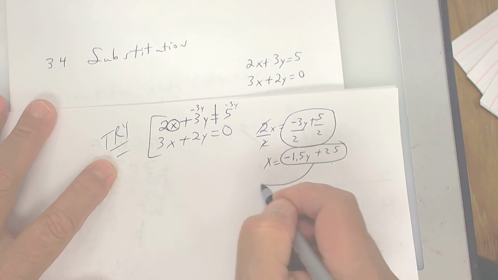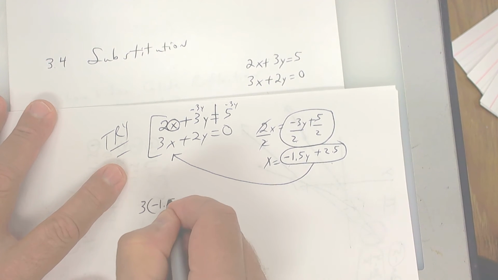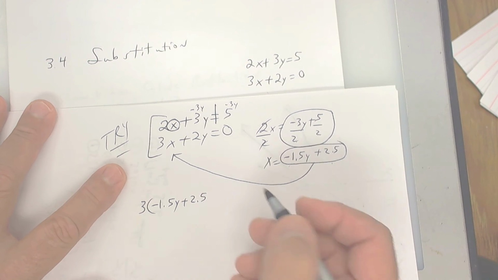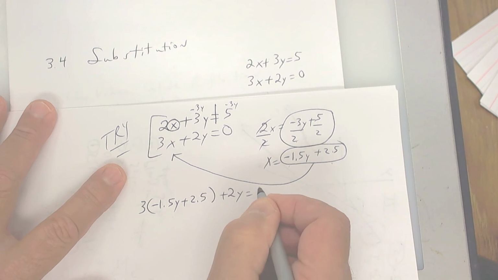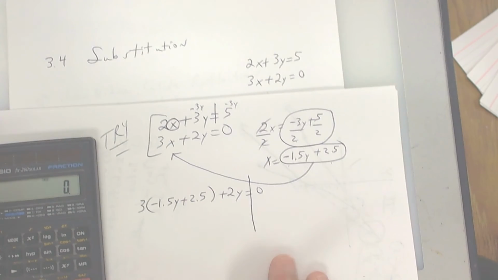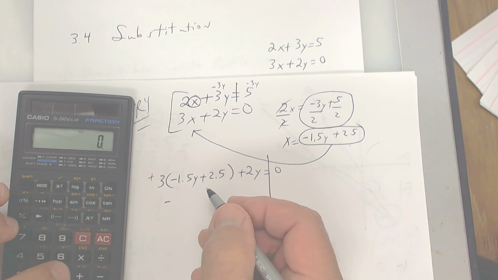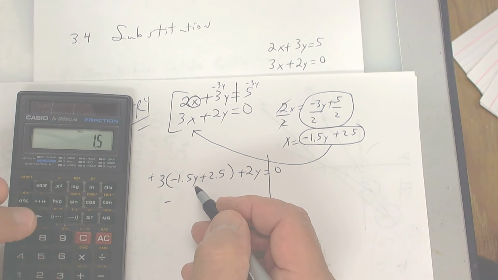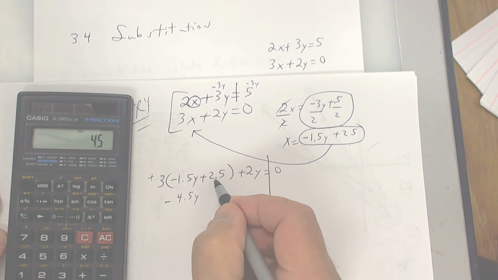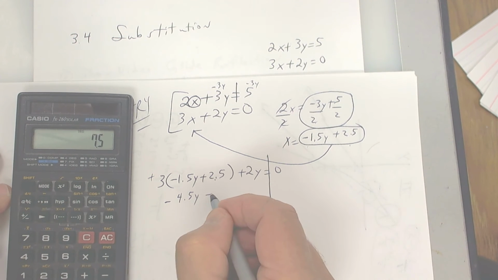Now you're going to take all of this and substitute for the x. Let's finish it up. Let's see how this works out. So I'm going to get my calculator. This is going to be a positive times a negative. So 3 times 1.5 equals 4.5. And then 3 times 2.5 equals 7.5.